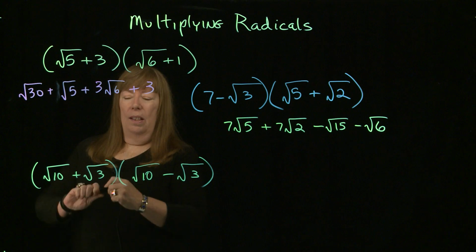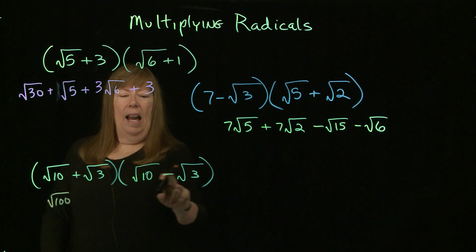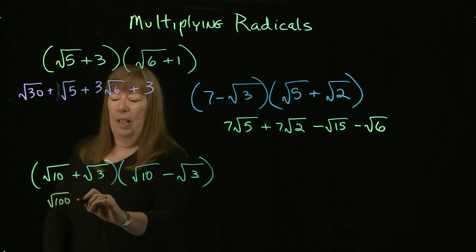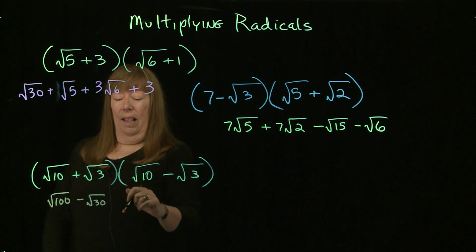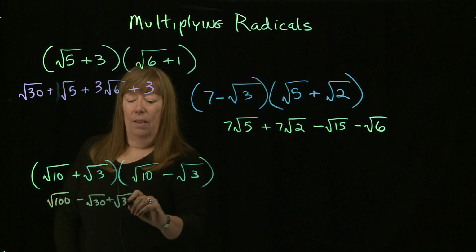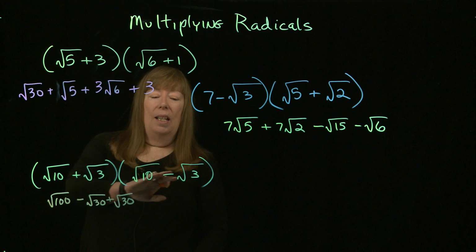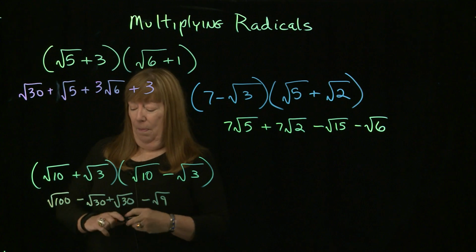First, square root of 10 times square root of 10 is square root of 100. Outsides, square root of 10 times negative the square root of 3, negative the square root of 30. Insides, square root of 3 times square root of 10, positive square root of 30. And last, square root of 3 times negative square root of 3 is negative square root of 9.